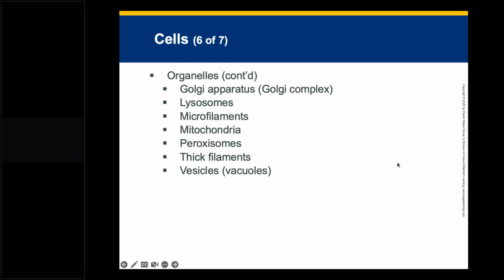The peroxisomes contain enzymes that speed up many biochemical reactions. Then there are thick filaments, which have massive bundles of, excuse me, I can't even pronounce words today. The subunits are composed of myosin as well. Then you have the vesicles, which are sacs that are formed when a part of the cell membrane folds inward.